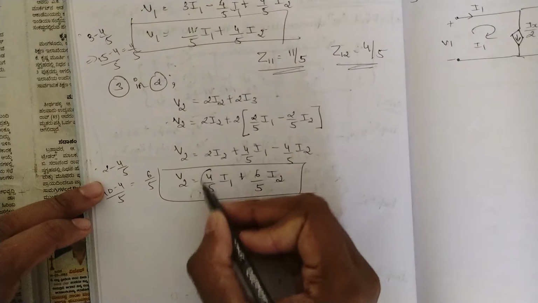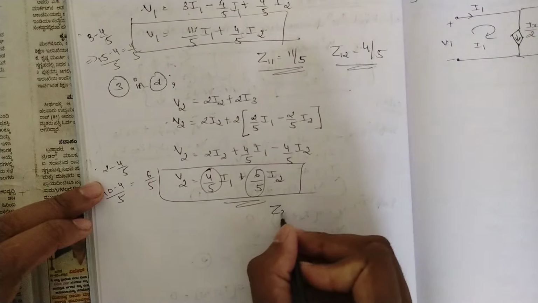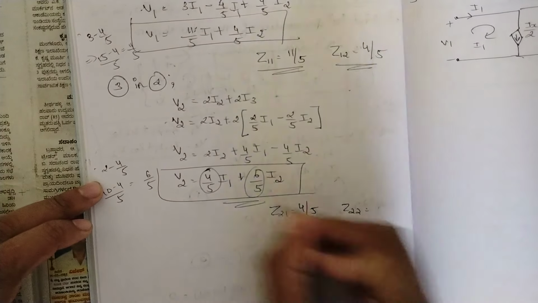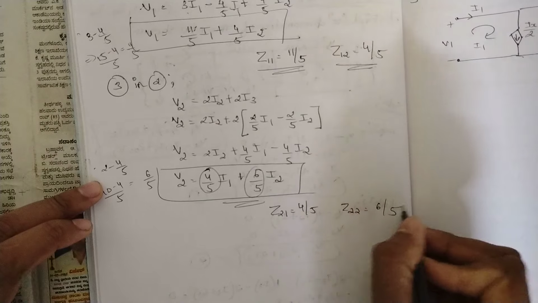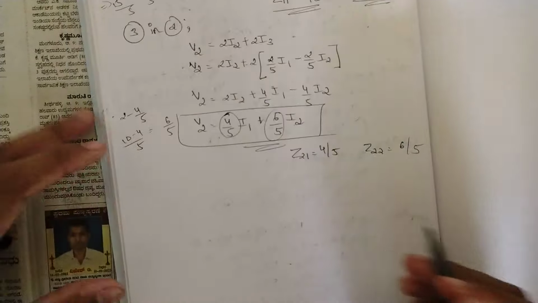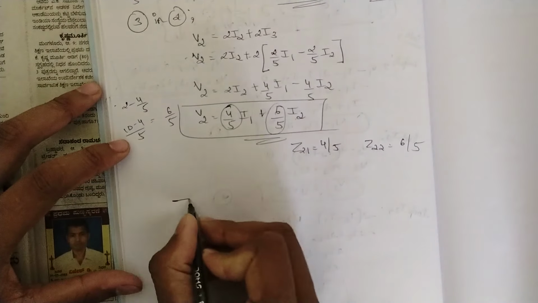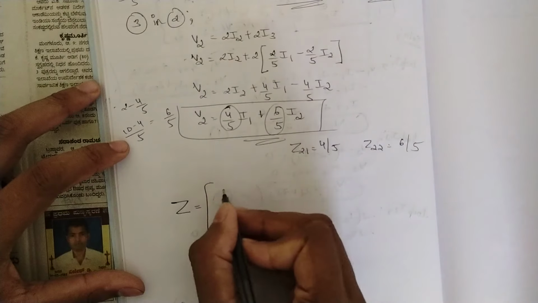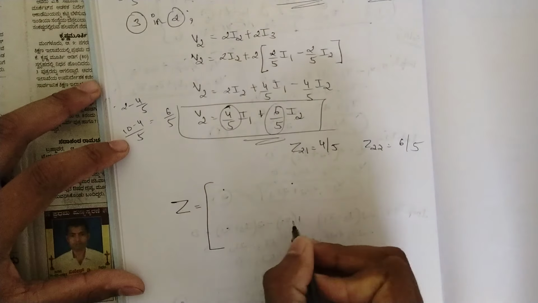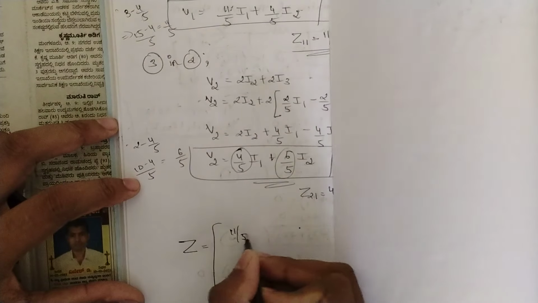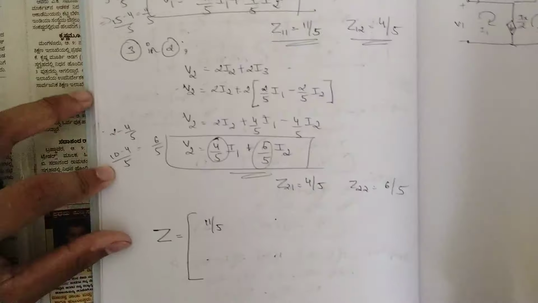From this we would be getting the coefficients Z21 equal to 4 by 5, and Z22 equal to 6 by 5. Like this, we got all four coefficients Z11, Z12, Z21, Z22. This is our final answer. Finally, for the Z parameters, we should write one Z matrix with the values Z11, Z12, Z21, Z22. The first value is 11 by 5. Keep it as it is. Don't need to simplify, you can keep it as it is.